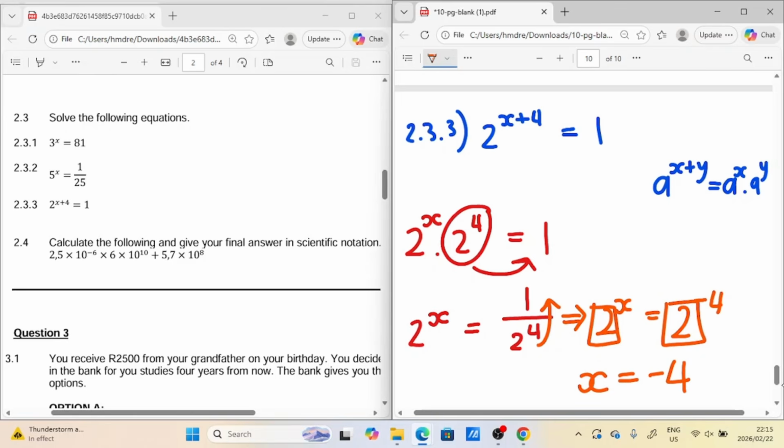So a little bit trickier. There was one extra step in this one. But all of these exponent equations, you're just trying to get the bases the same.